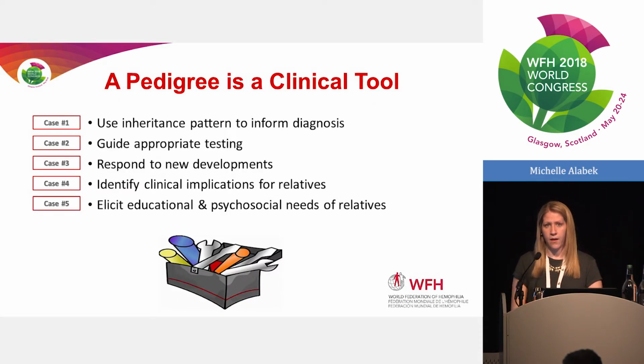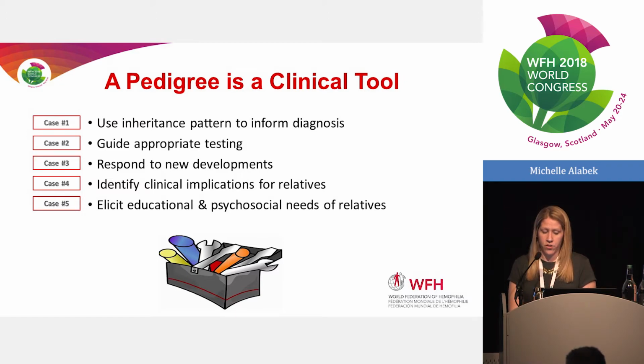So I think I want to just take a minute to emphasize that taking a pedigree is not a checkbox, because bleeding disorders are inherited and so we take a family history. Taking a pedigree is actually a very powerful and free, people like free things, right? Very powerful and free clinical tool, and it can really be used in a variety of different ways to make sure that you are providing the best personalized care that you can for patients and families.